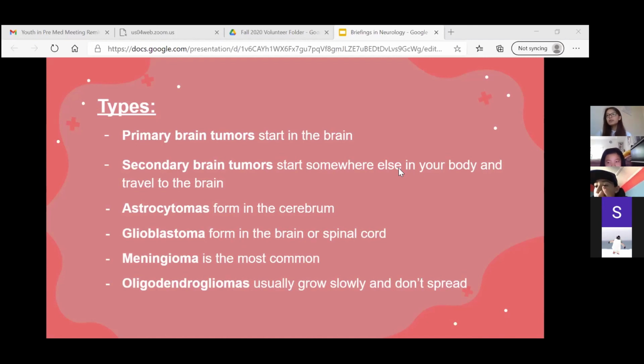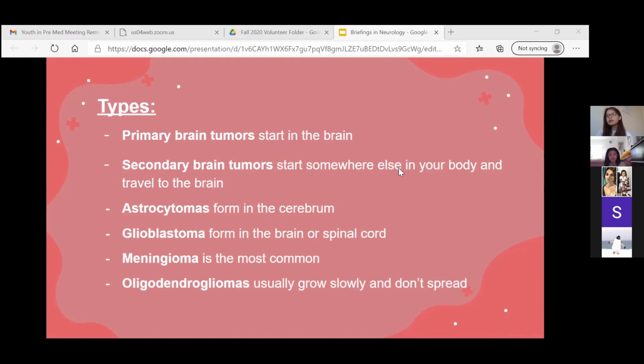There are two main classifications of brain cancers, primary and secondary. Primary brain tumors start in the brain and tend to stay there. Secondary brain tumors are more common. These cancers start somewhere else in your body and travel to the brain. Lung, breast, kidney, colon, and skin cancers are some of the most common cancers that spread to your brain.